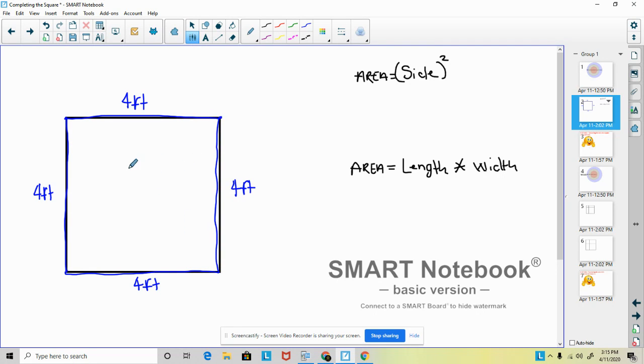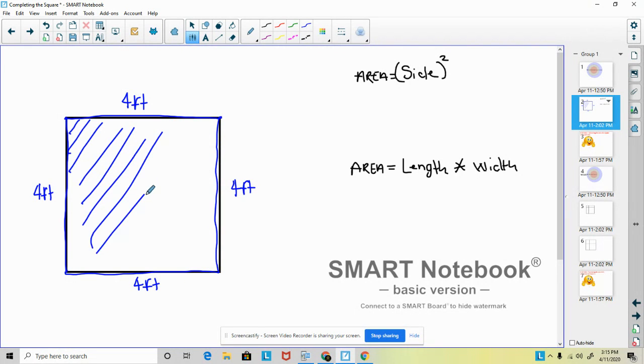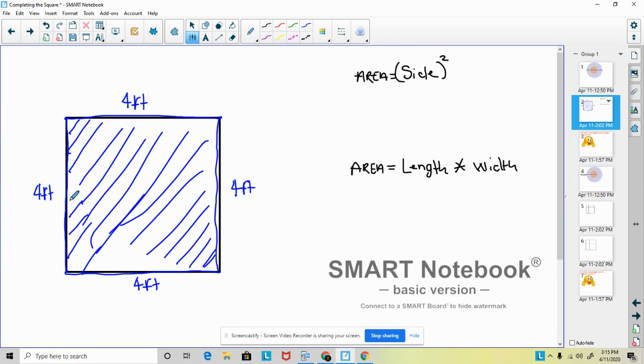Now, what I'm trying to find when I calculate the area is all this space that's in here. What is the measurement of all this space in here? Because that's what the area is. Some of you might think about space when you're decorating your living room or moving furniture around. So this is what I'm looking for here.